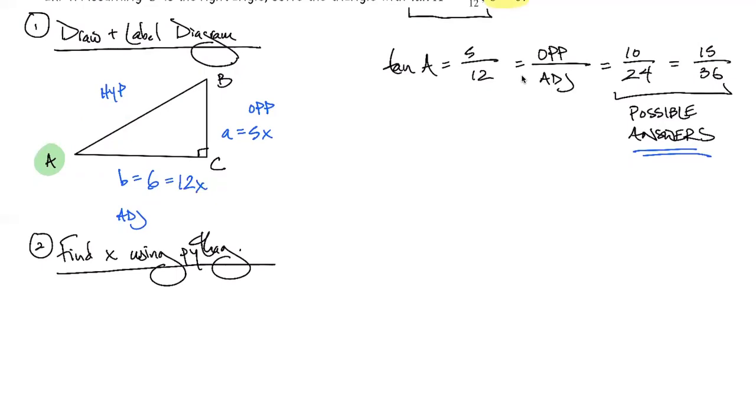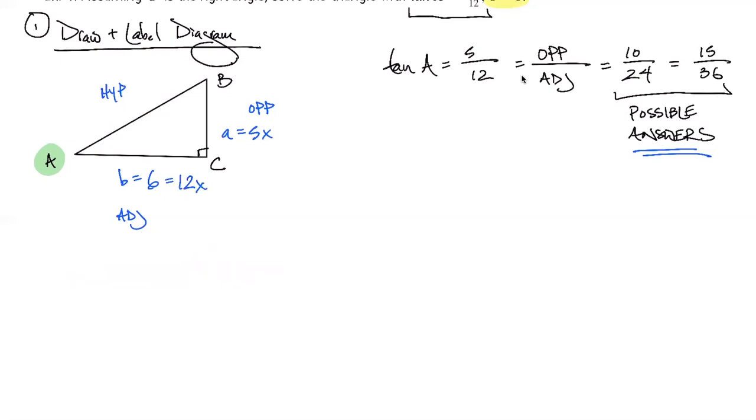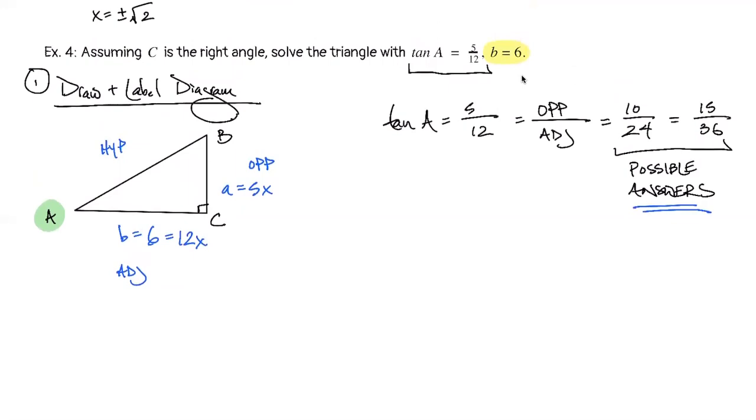Okay, let me just pause for a moment. Back it up. Opposite is this opposite, and we know it's the ratio of 5x. And our adjacent is the ratio of 12.